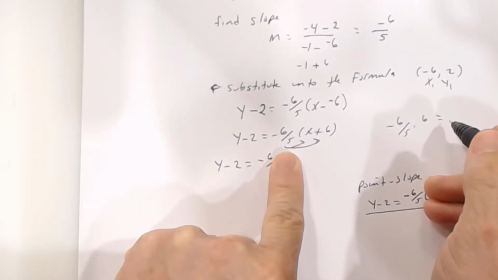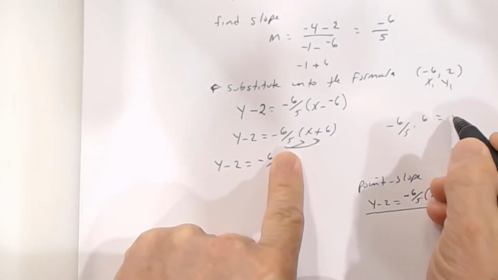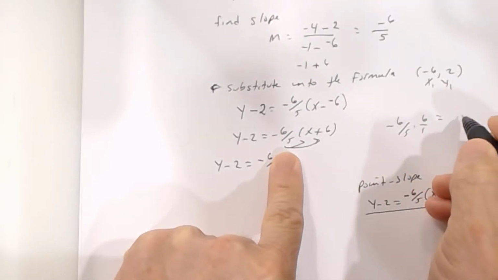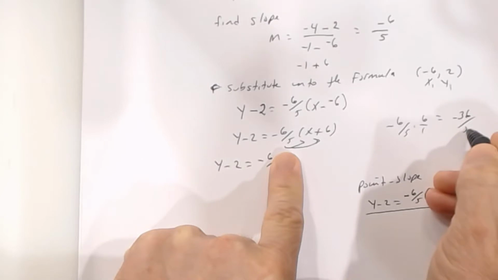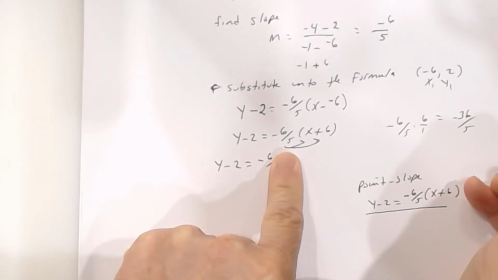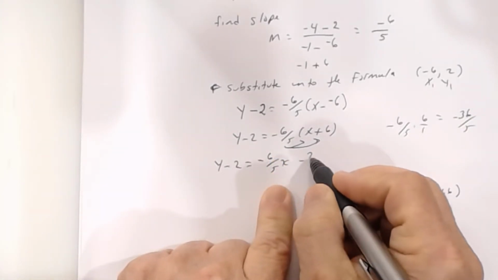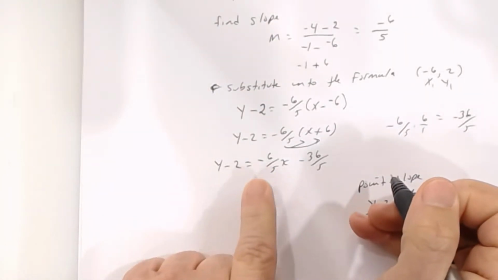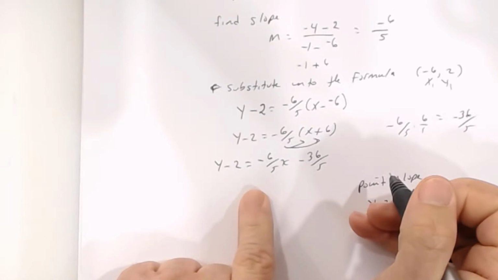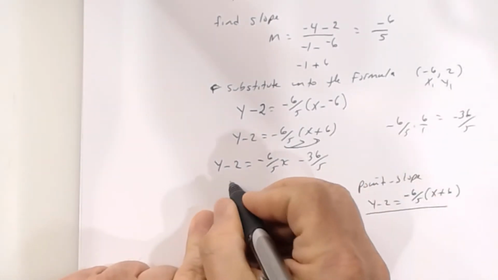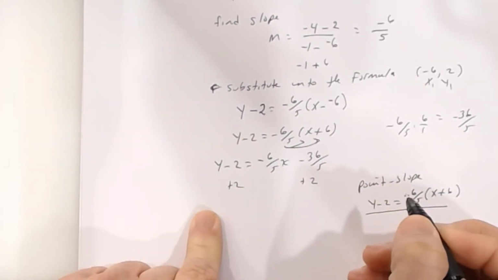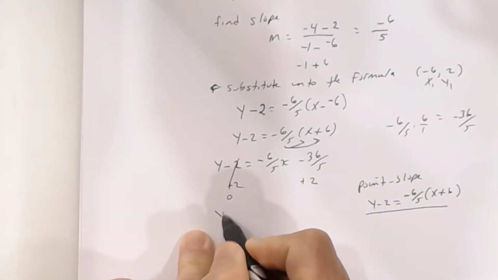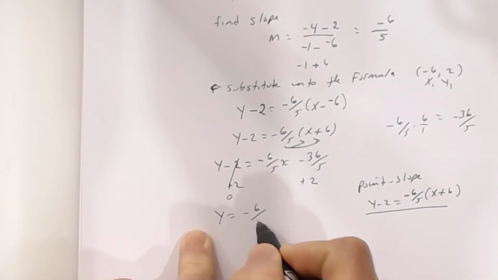Negative 36 over 5, right? Negative 36 fifths, because a negative 6 times 6 is a negative 36, and 5 times 1 is 5. So that's what that is. So this becomes minus 36 fifths. And now, one more step and you're done. What's the next step? Add 2 to both sides. So when I combine like terms, this is 0 right here. So I get y equals negative 6 fifths x.